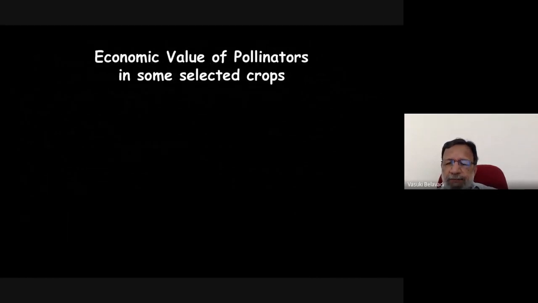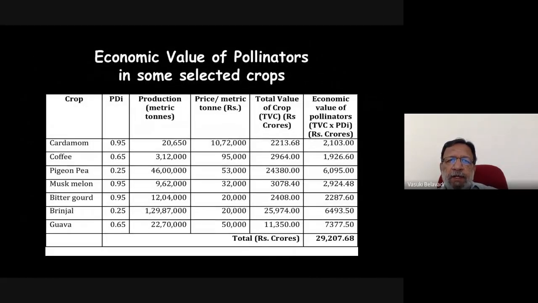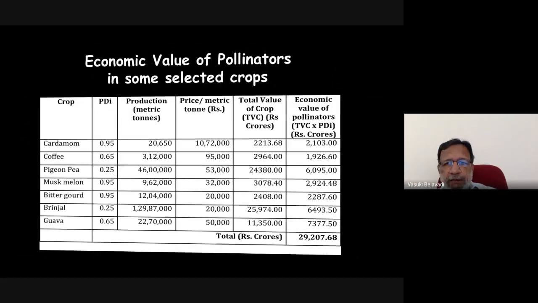Similarly, we have done this for some selected crops. I'll give it in a table, like cardamom, coffee, then pigeon pea and muskmelon I just mentioned, bitter gourd, brinjal, guava, and many other crops that we have done. And if you take just these seven crops, you'll see that the total value of the pollination service comes to about 29,207.68 crores of rupees. So in spite of all this, we take pollination for granted.